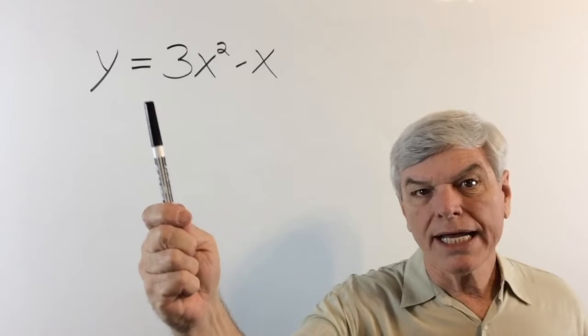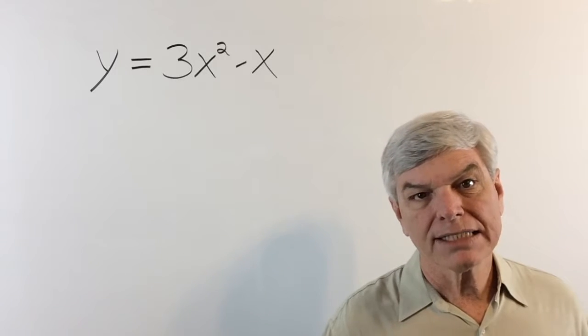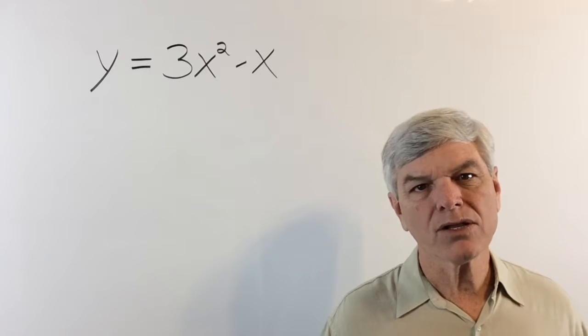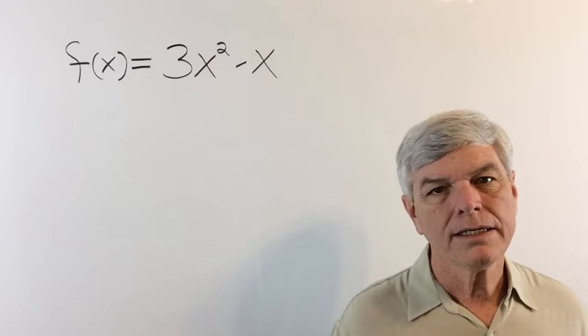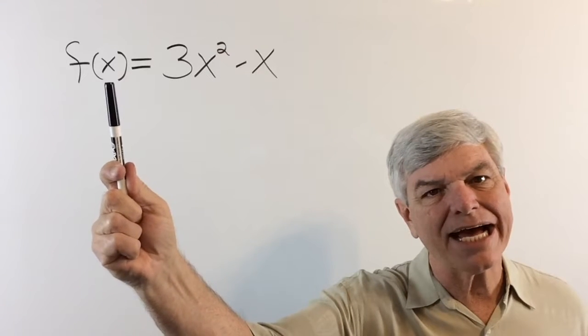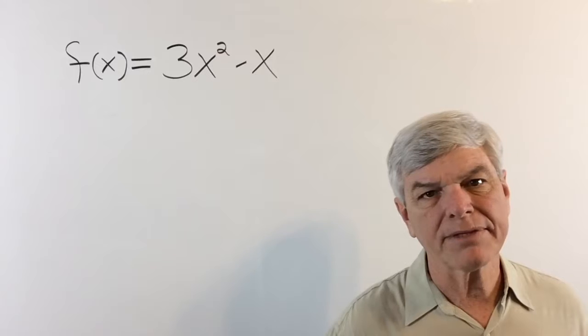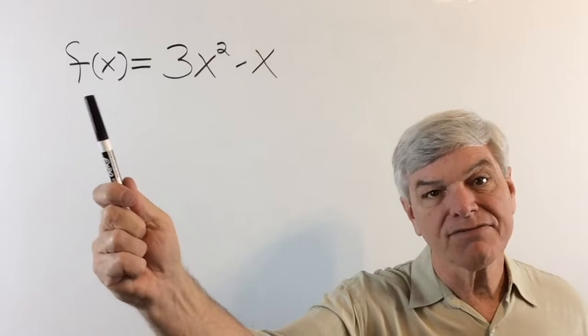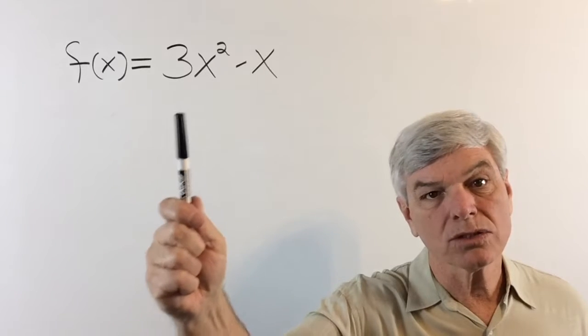Okay, so y equals 3x squared minus x. But for functions, a lot of times they get rid of the y and they'll put f parentheses x equals the same thing instead of y. And the way we read this is, the function of x equals this.